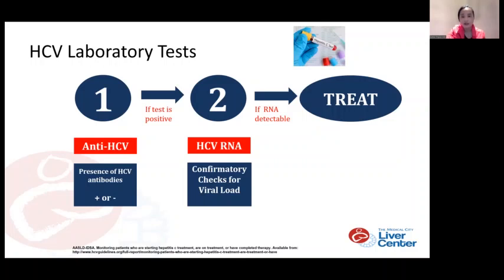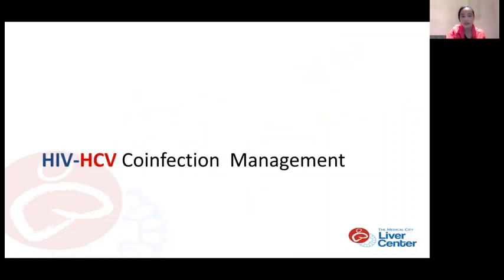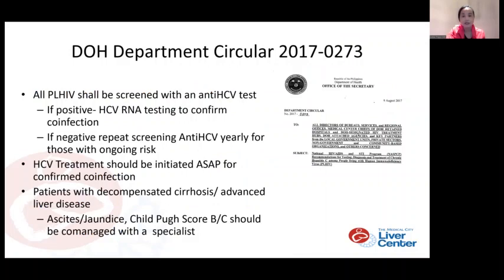So in general, this is also the course of the diagnosis and management for hepatitis C. If your HCV viremia is confirmed, then you proceed on to treatment. So in the context of HIV, this is hepatitis C management. In 2017, the Department of Health published this circular. And in the circular, it has mandated that all PLHIV shall be screened with anti-HCV. And if positive, an RNA testing is recommended, while if negative, annual anti-HCV screening should be done in patients with ongoing risk. And that in general is most of our patients.